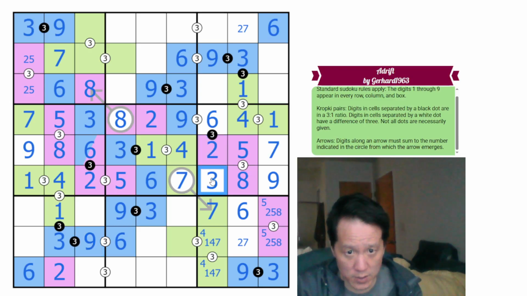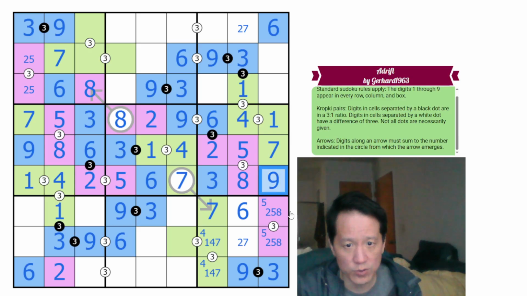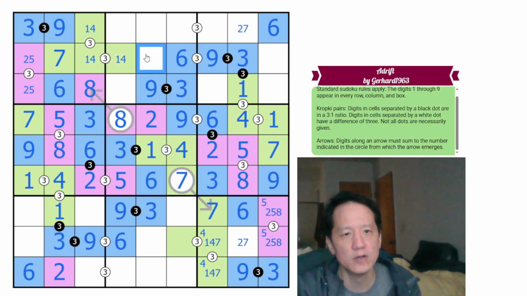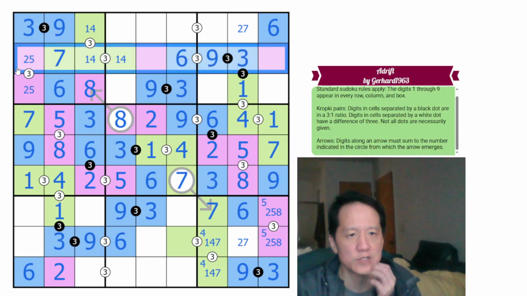This is pink, blue, blue. This is green. This is blue. This is not pink. And this is blue. Blue. This has to be a 1-4 pair. This is a 1-4 pair. So this is pink and this is pink. Because those are the only digits remaining.